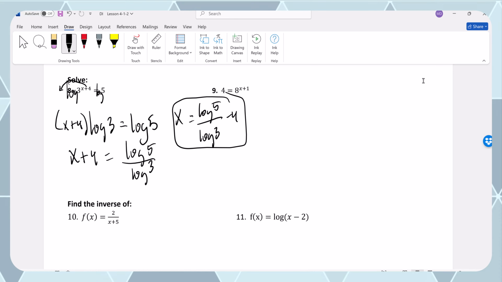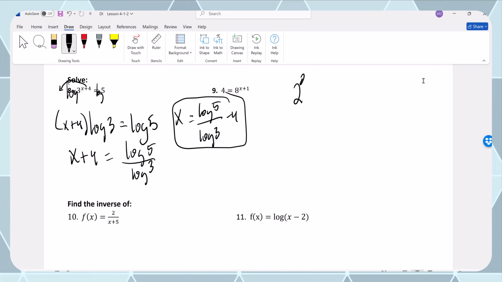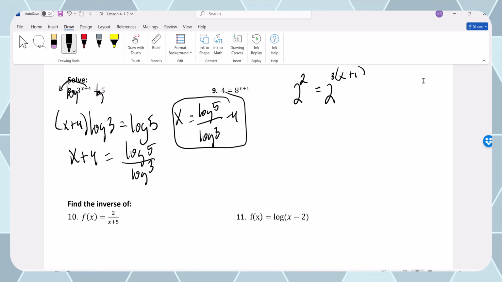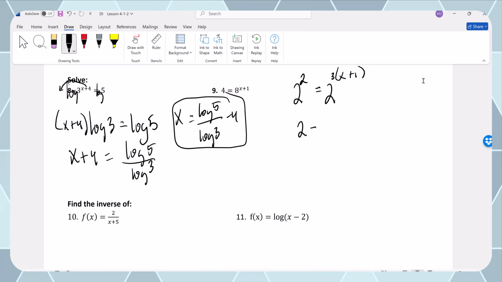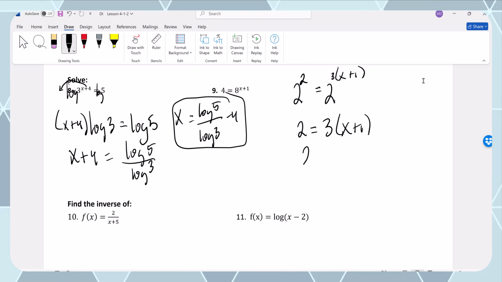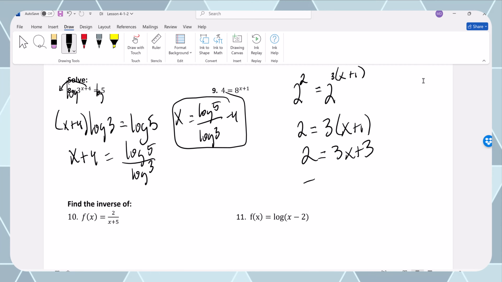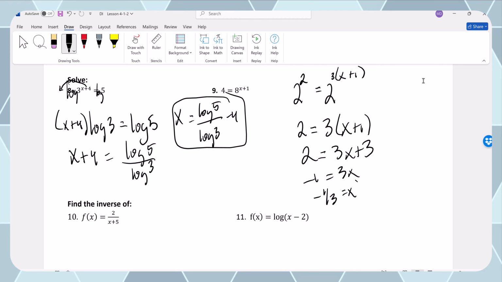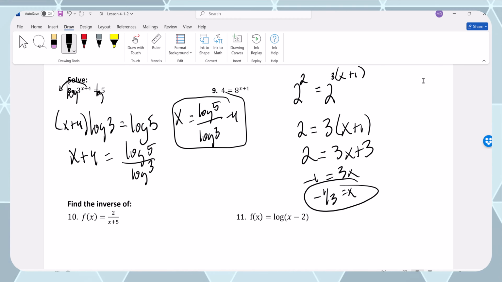Now for number 9, I can rewrite bases and make them the same. I can rewrite 4 as 2 squared. I can rewrite 8 as 2 to the third. And so once the bases are the same, I can set the powers equal to each other. It's 3. Plug it back in and you can check it.